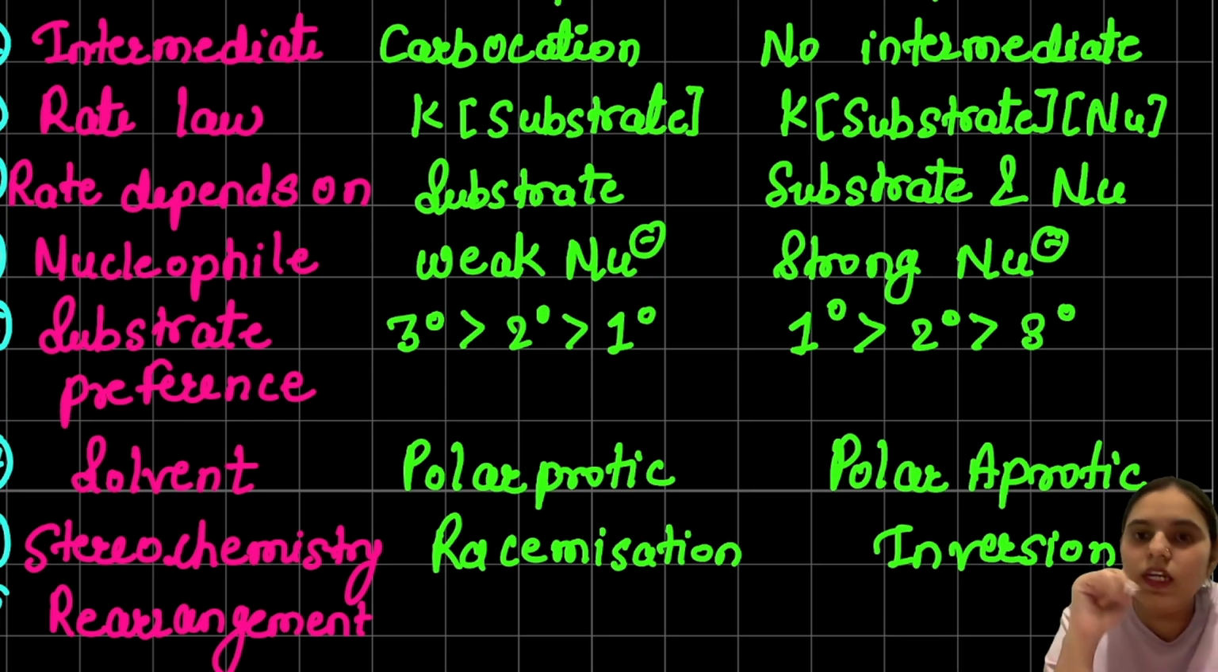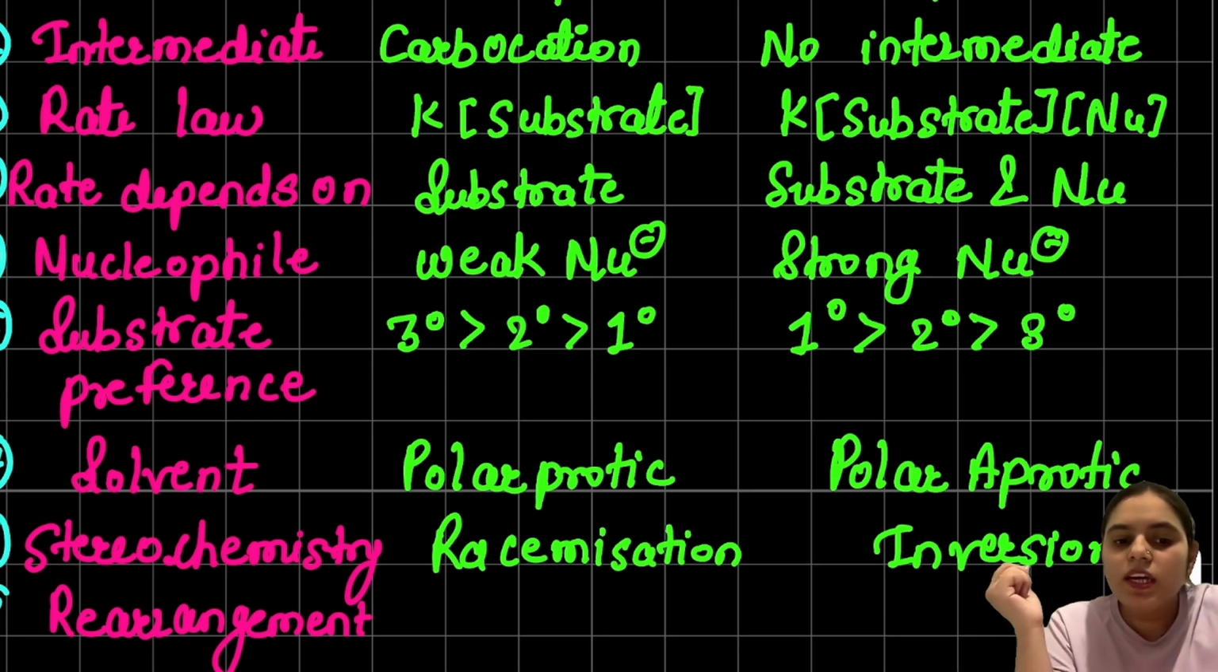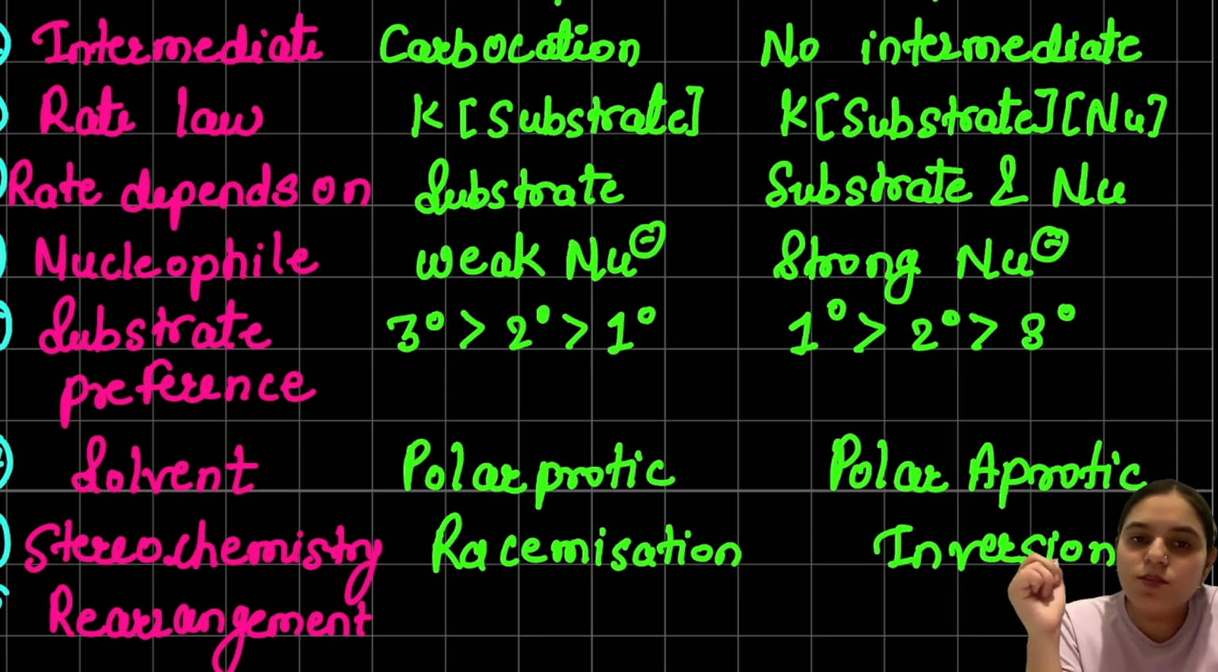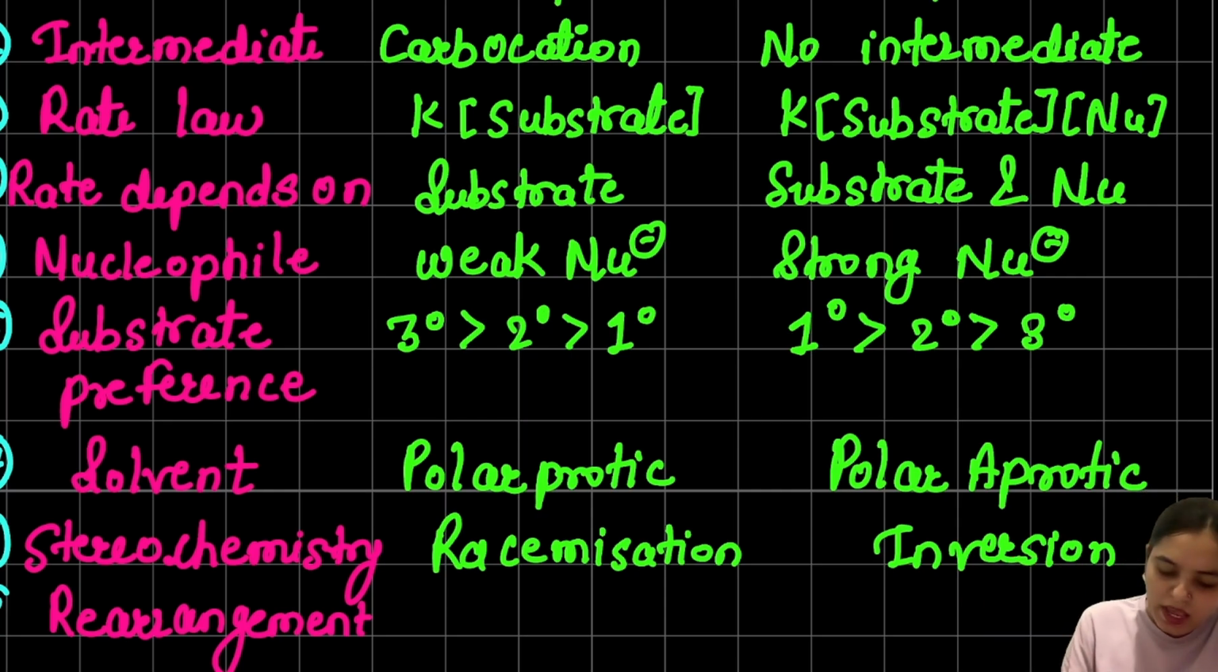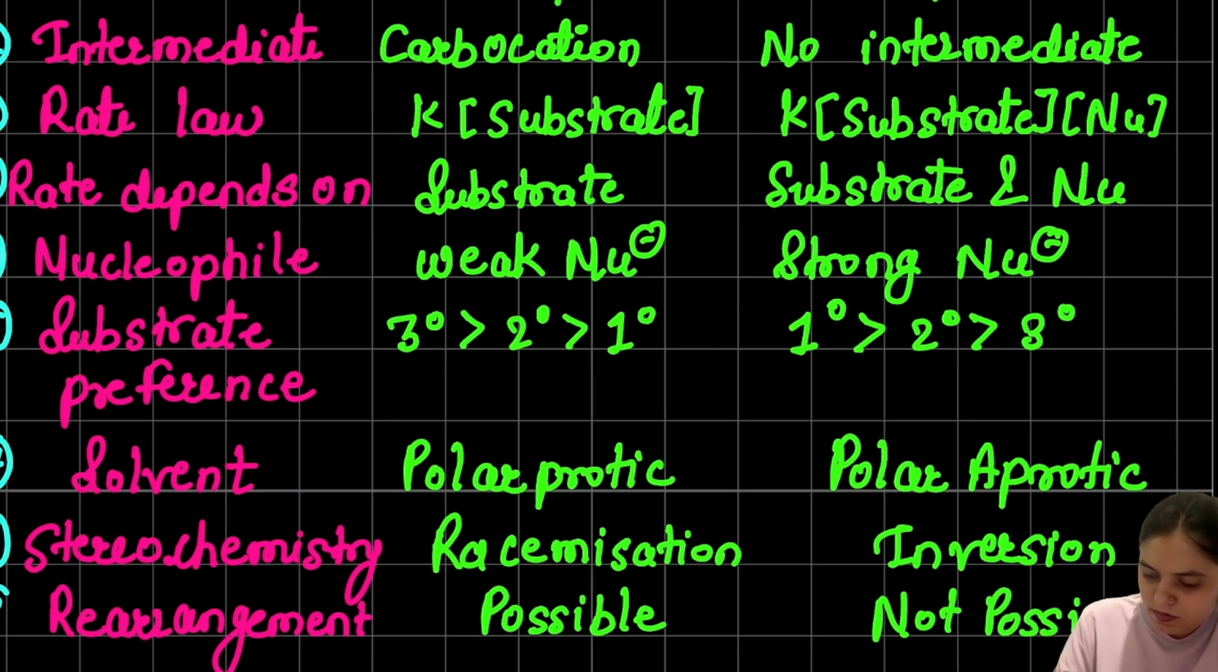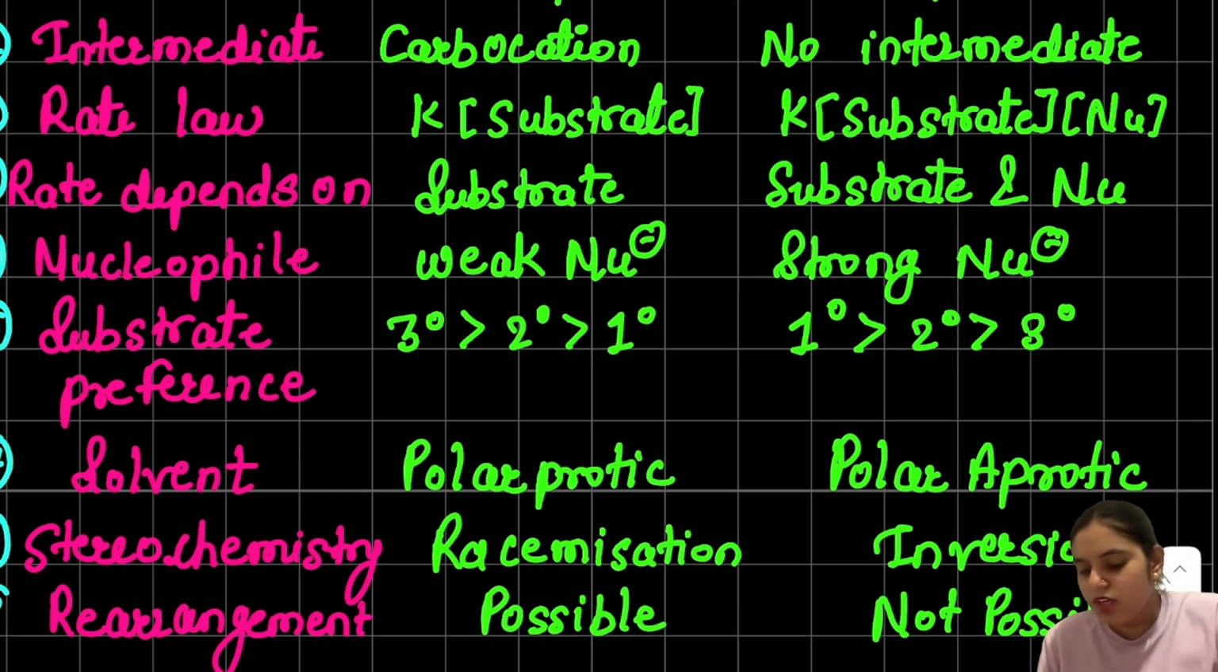What about rearrangement? Carbocation rearrangement is possible in the SN1 reaction because a carbocation intermediate is formed. In the SN2 reaction, rearrangement is not possible since no carbocation intermediate is formed. So rearrangement is possible in the SN1 reaction and not possible in the SN2 reaction.